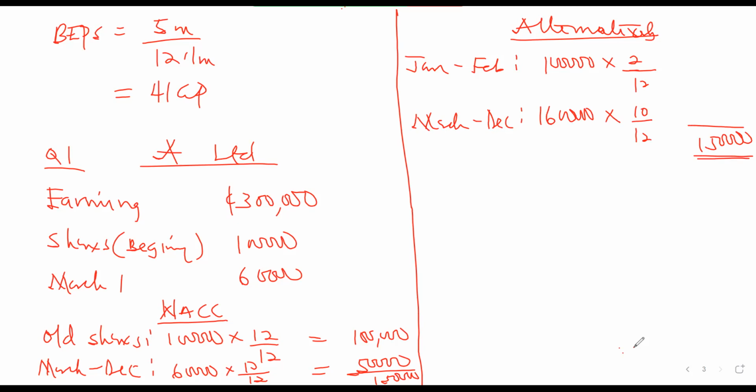So 2 over 12 times 100,000. Having 16666. Okay, it should be 16667.